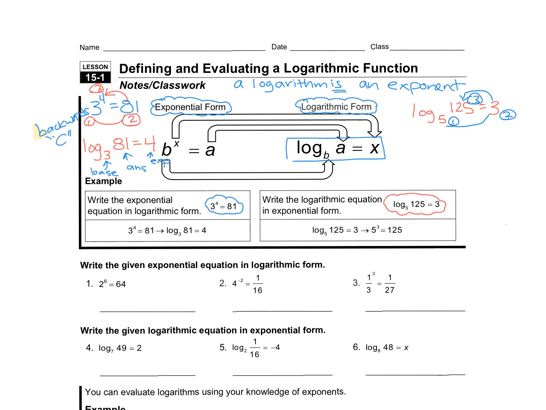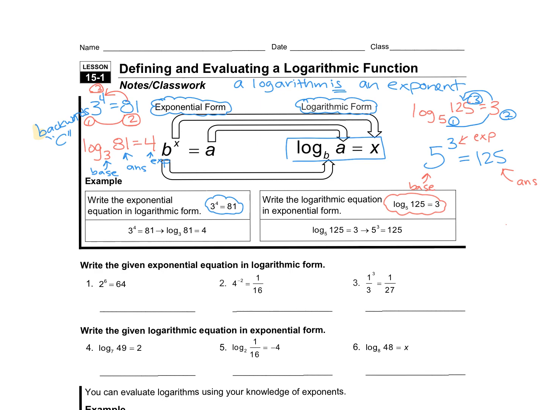So if I want to write my logarithm in exponential form, I'm going to start with my first part of my backward C, which was my base of 5. The second thing I encounter is my exponent of 3, and that equals the answer of 25. Again, the 5 was my base in both equations. The 3 was my exponent in both equations, and the 25 was my answer. And then this is how I would convert back and forth.